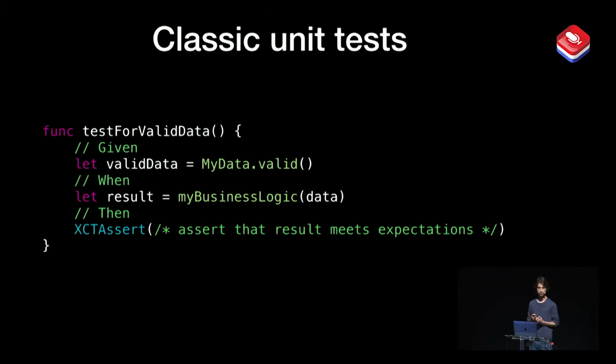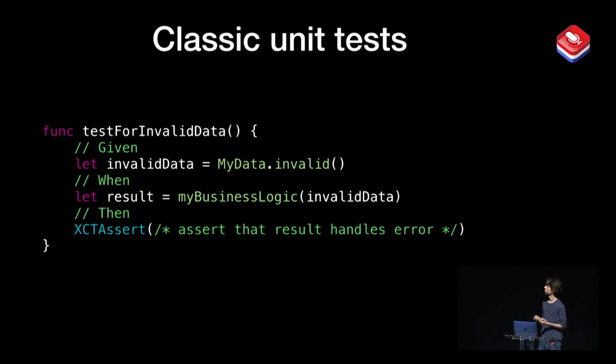For instance, we are going to test for valid data. So we're going to say, given a set of valid data, when I run my business logic, then I assert a result that meets the expectation, which are probably the business requirements associated with my logic. And in the same way, we are going to also write a test for invalid data. We are going to say, given my invalid data, when I run my business logic, I want to make sure that, for instance, the error or the exception is thrown correctly and is handled correctly.